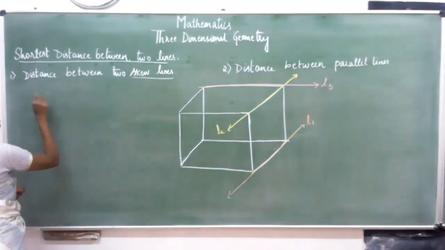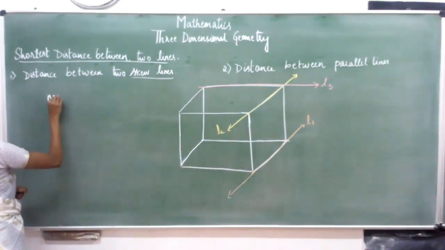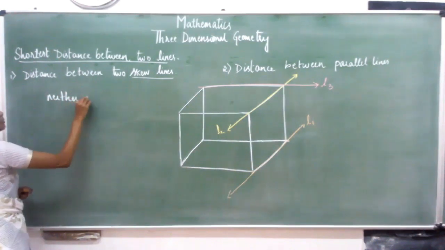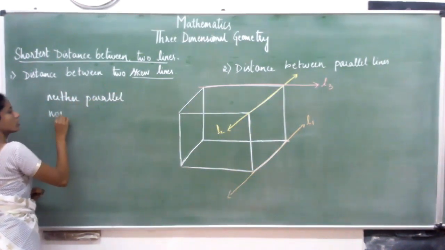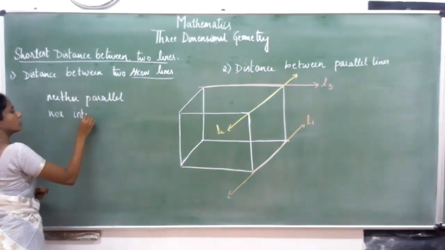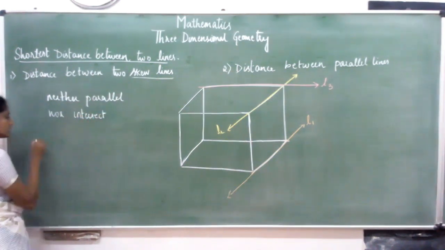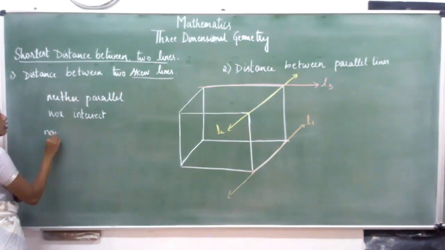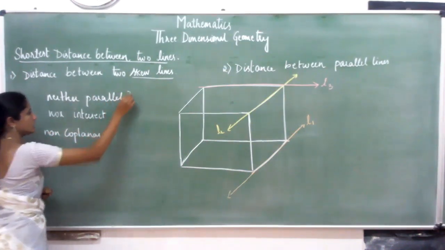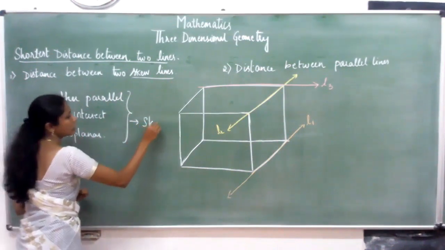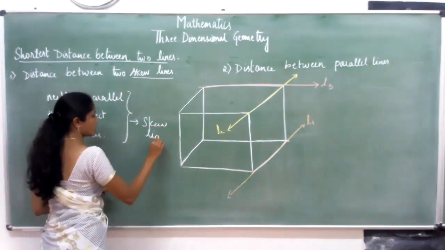So those lines which are neither parallel nor intersect, and such lines are non-coplanar, are called skew lines.